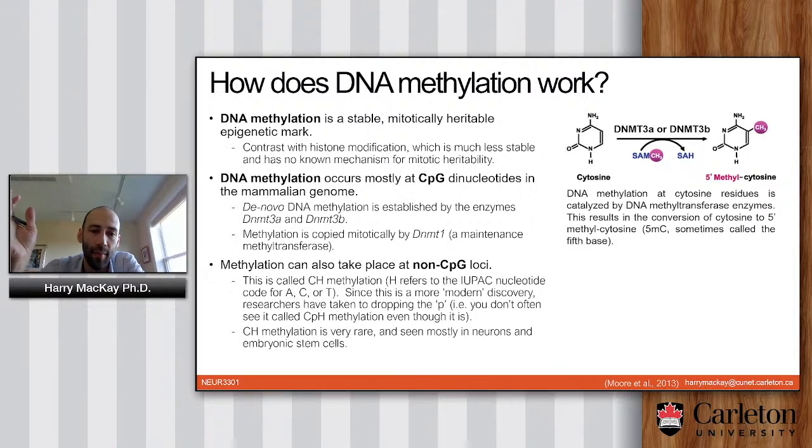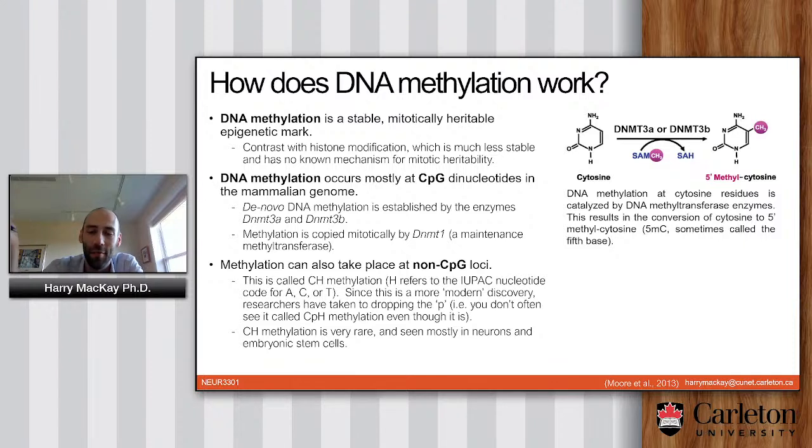Now, it's also possible for it to take place at loci that aren't CpGs. This would be called CH methylation. H is in the IUPAC nucleotide codes. It's a wildcard code referring to either A, C, or T. And you see in the literature, people have begun dropping the P.